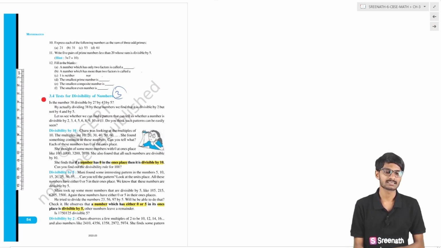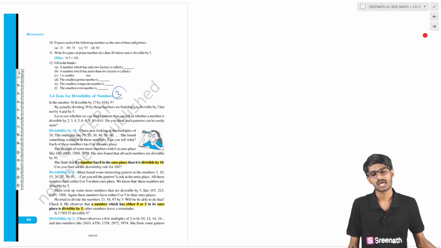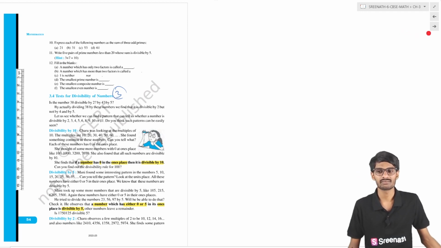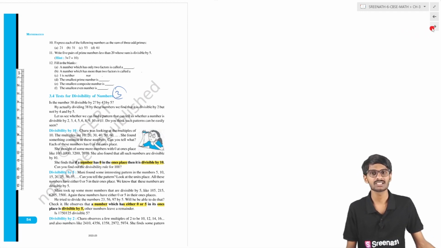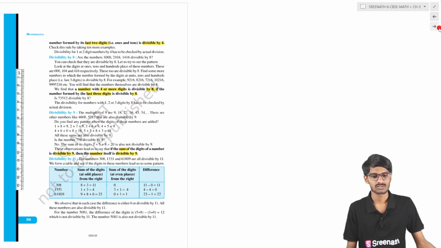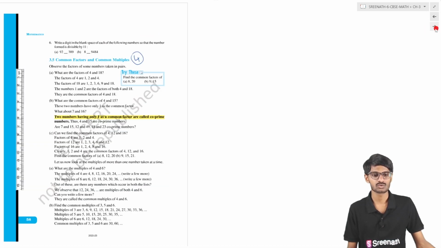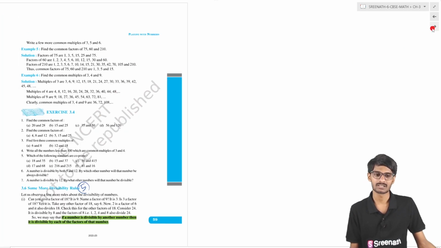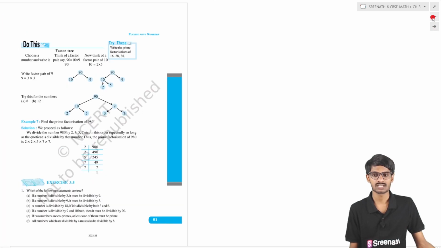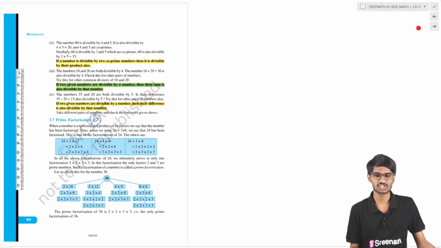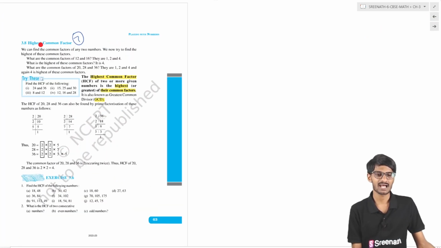The third topic is tests for divisibility of numbers. Basically we are dividing numbers, and there are some tests so that you can easily find which number is divisible by which number. The fourth topic is common factors and common multiples. The fifth topic is some more divisibility rules. The sixth topic is prime factorization, and the seventh topic is the highest common factor.